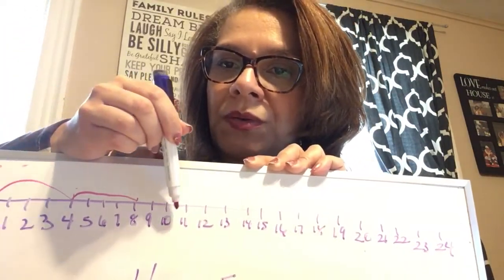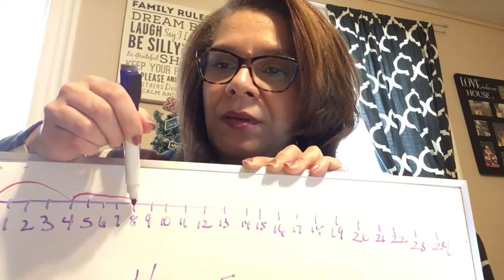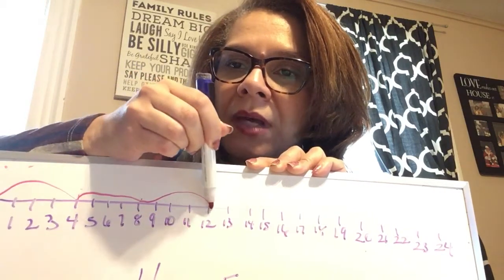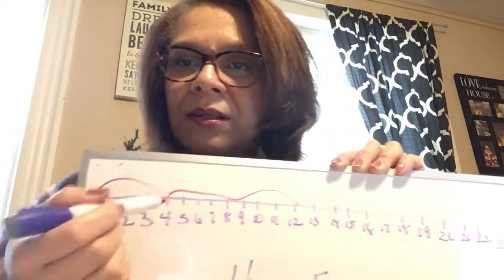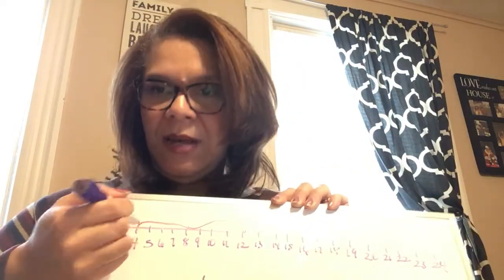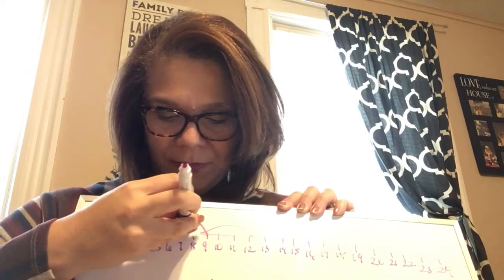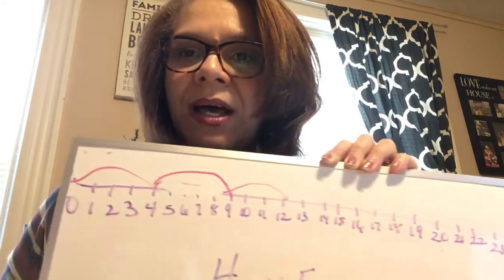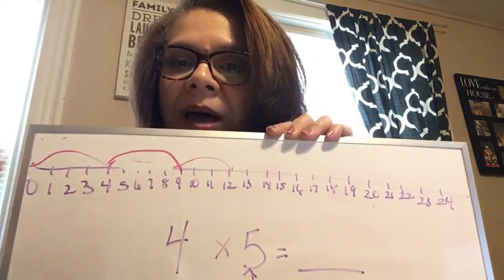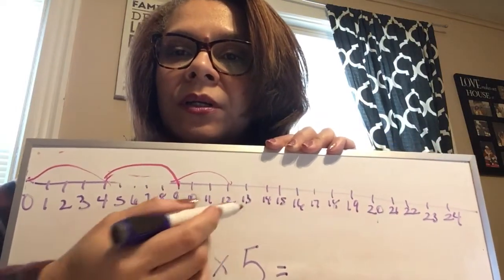1, 2, 3, 4, 5. How many hops is that? I'm going to fix this hop because this hop looks a little weak. There we go. So far we have 3 hops. Okay, how many more hops do we have to go? 2 more. So we're at 12.